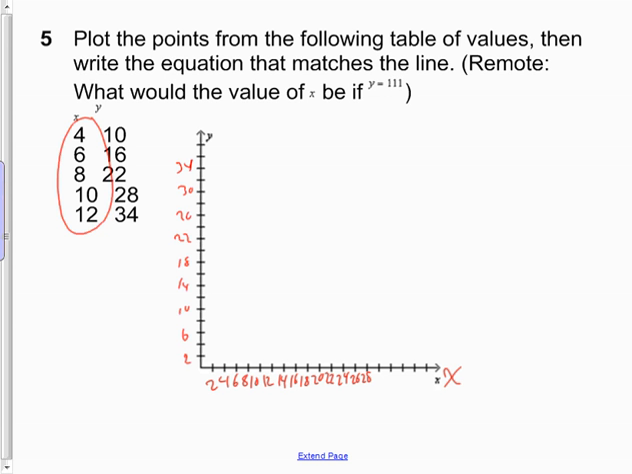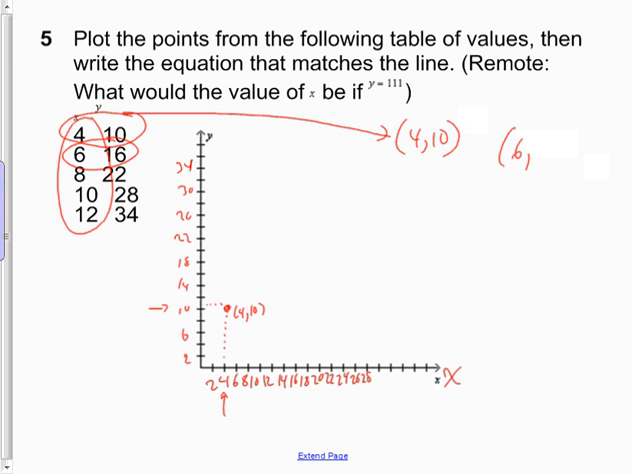2, 4, 6. Okay. So the first pair is this one here. And if I wrote it as an ordered pair, which you learned in grade 6 and grade 7, x value is 4, y value is 10. If I plot that here, here's my 4, and here's my 10. So if I go up from my 4, go over from my 10, right there would be the point x4, y10. In my next ordered pair, I'd have 6 for my x and 16 for my y. So 6 for my x, 16 for my y is right there.